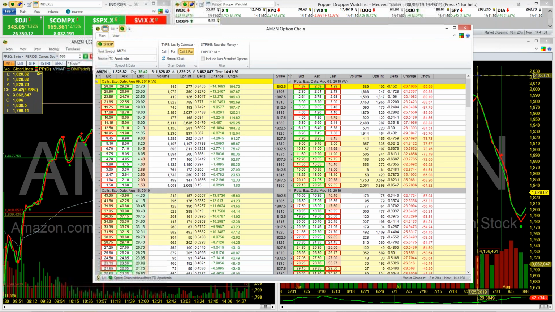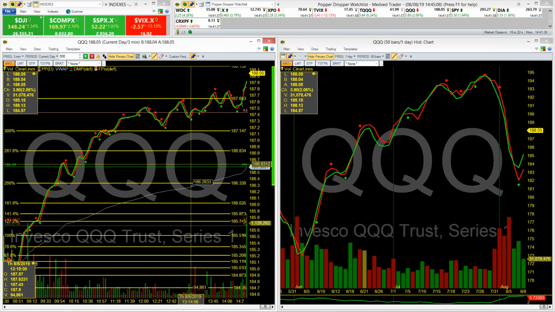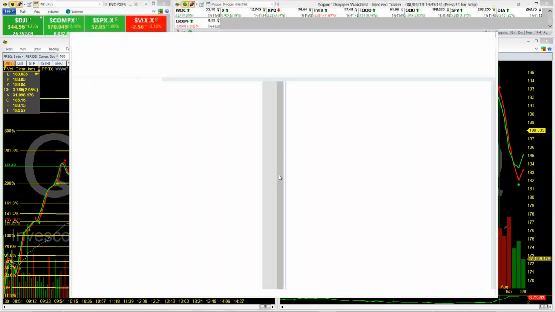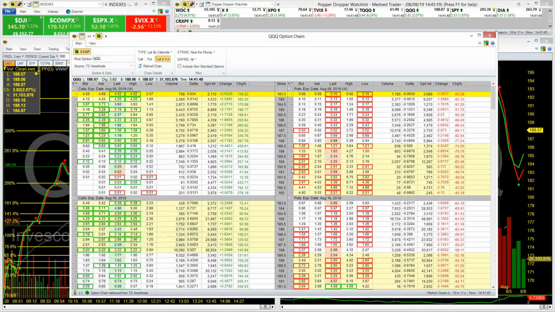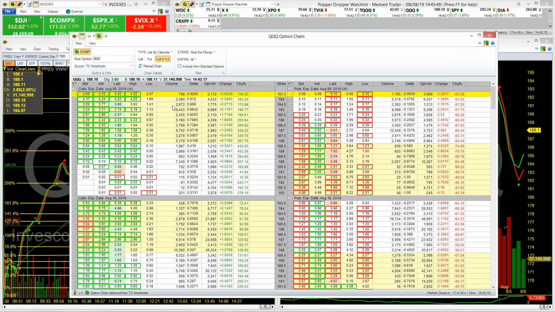So we talk a lot about the Qs because that's something that I've been trading. And there are some advantages to trading the Qs. They trade in 50-cent increments, right? So your strike prices are every 50 cents versus some that are $1, some that are 2.50, some that are $5 or more, depending on the price of the stock. You have lots of volume, lots of open interest.